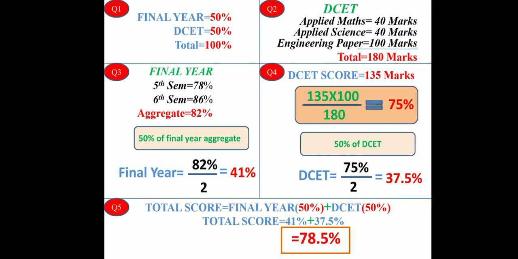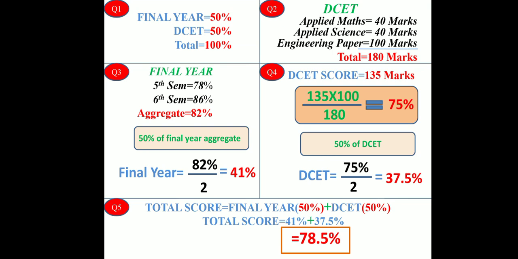The whole process I explain in 5 quadrangles: quadrangle 1, quadrangle 2, quadrangle 3, quadrangle 4 and quadrangle 5. As you know, in quadrangle 1 they consider final year percentage 50 percent. Final year means 5th sem and 6th sem, and Diploma CET they consider 50%. Total percentage is 100%.